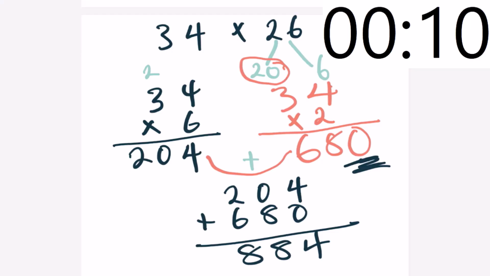So 34 multiplied by 2 gives 68. You add 0 from 20 and that gives you 680.